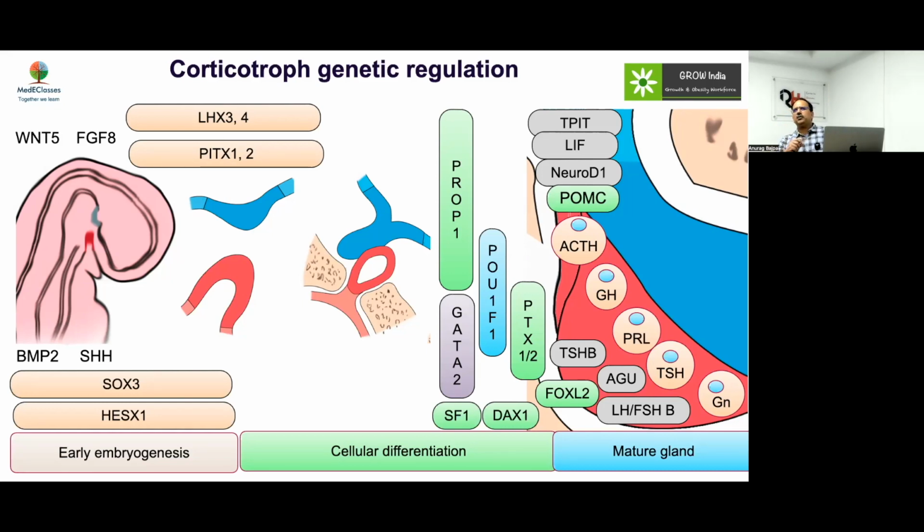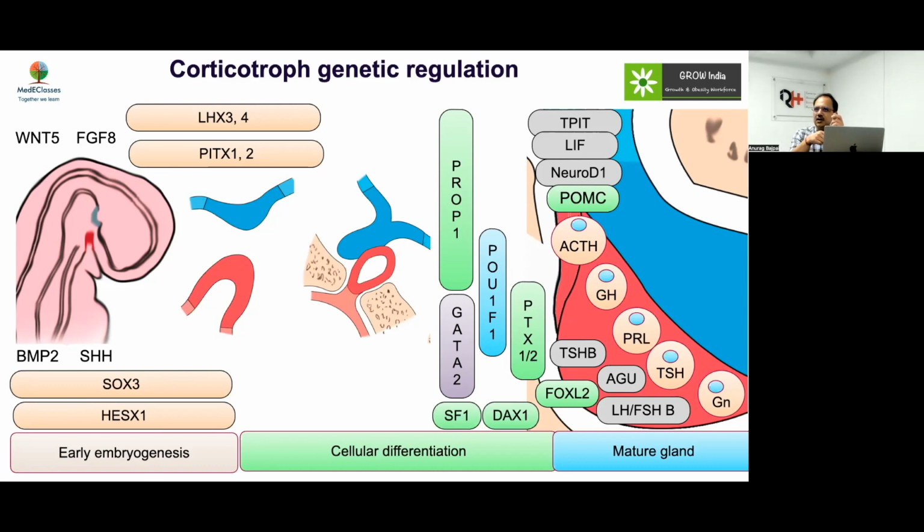What will POMC defect cause? The POMC defect causes multiple hormone deficiencies. I'm not talking about proconvertase. POMC. So there will be the obesity, hyperphagia with obesity and ACTH deficiency. And there will be the hypopigmentation, depigmented hairs. So this is the classical triad of POMC defect.